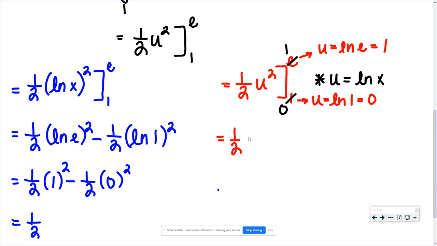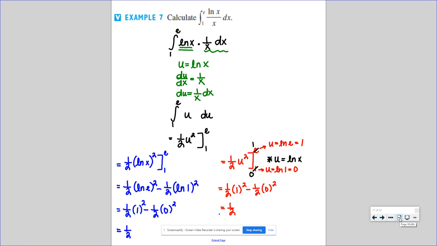So I'm going to plug in 1, and I'm going to plug in 0, and you still end up with 1/2. Okay, again, you can choose whichever technique you would like, turning it into variables using the x variable or using the u variable, it doesn't matter.